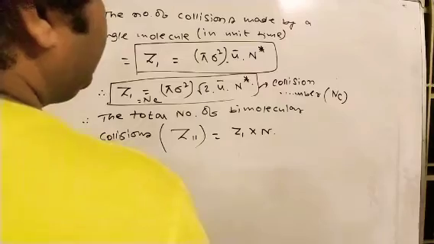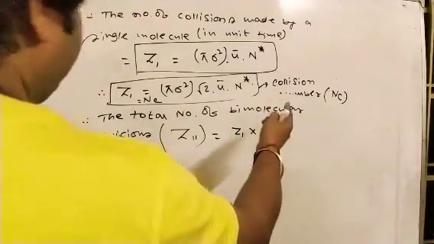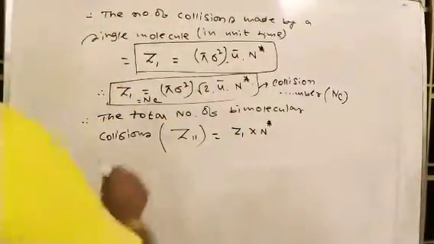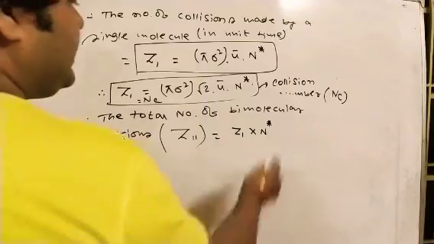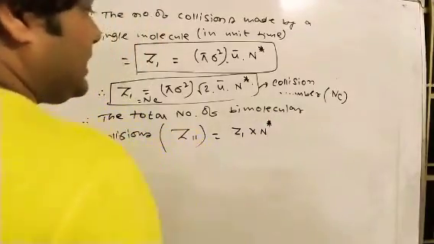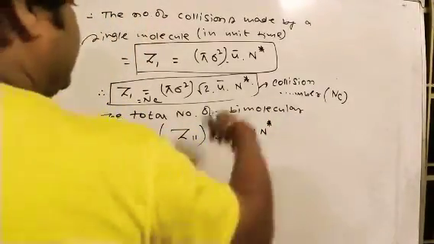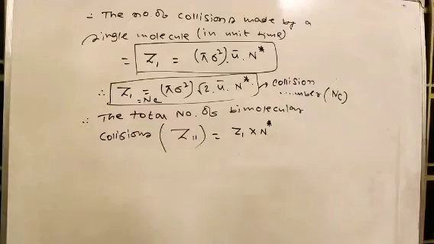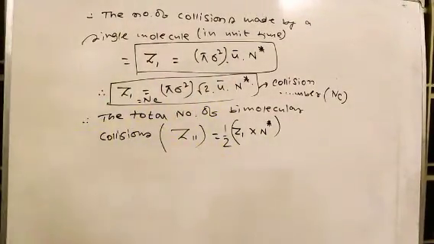Z1 multiplied by N. If I consider unit volume, it will be Z1 multiplied by N star. In unit volume, the total number of bimolecular collisions will be, with the number of molecules equal to N star, which we have already calculated. And in that volume, Z1 is equal to this. So Z1 multiplied by N star, and actually it should be multiplied by half.